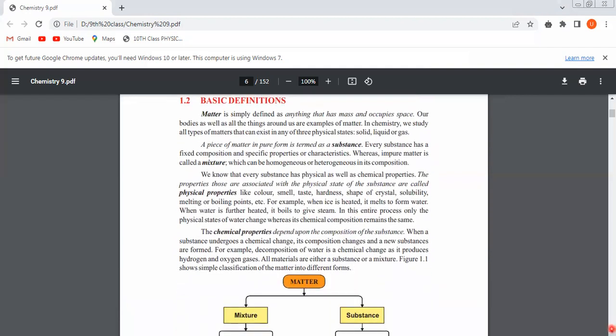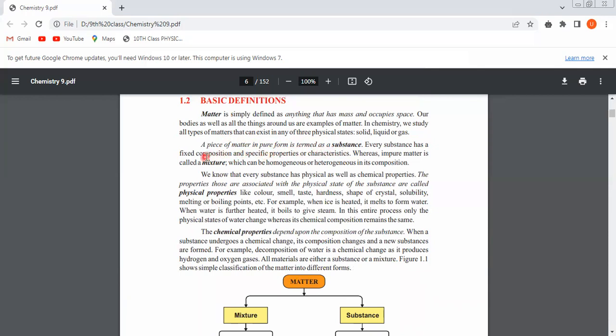Basic definitions. Matter. Matter is simply defined as anything that has mass and occupies space. Our bodies, as well as all the things around us, are examples of matter. In chemistry, we study all types of matter that can exist in any of three physical states: solid, liquid, or gas. A piece of matter in pure form is termed a substance.